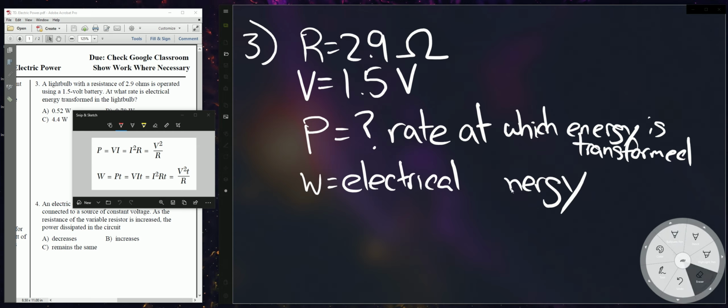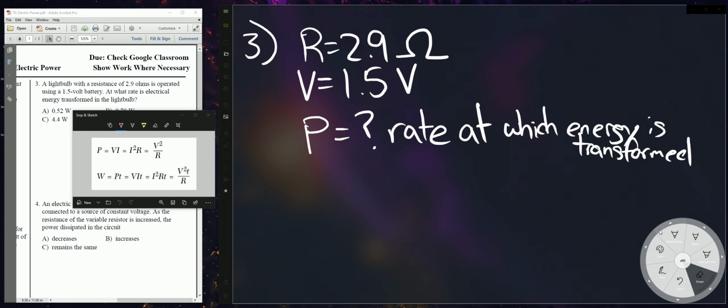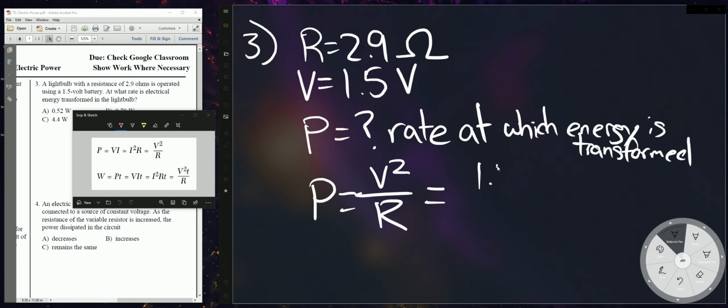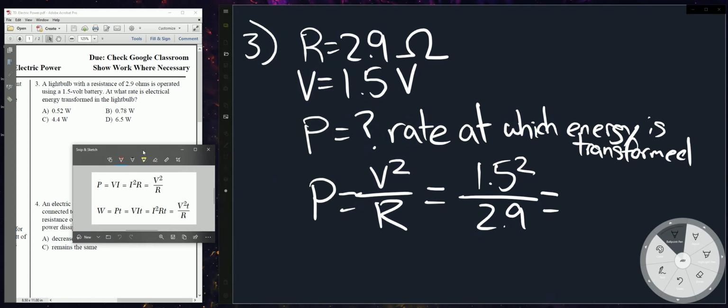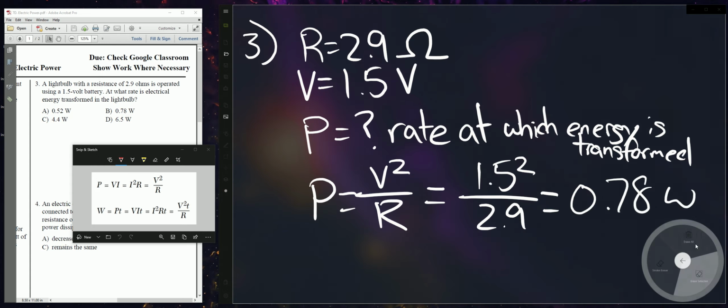So we want power here. Power is equal to, that contains V and R and P. The only formula that contains all your knowns is this. So 1.5 squared, 2.9. You're most likely going to get a decimal. That's for sure. It's probably B, but let's make sure. Yeah, it's B. So you get 0.78 watts, and that's your answer.